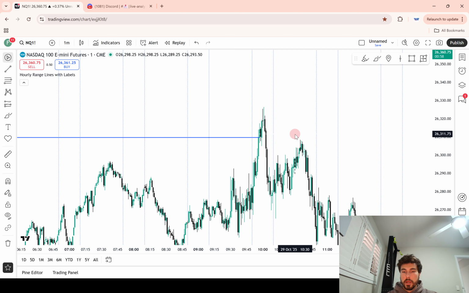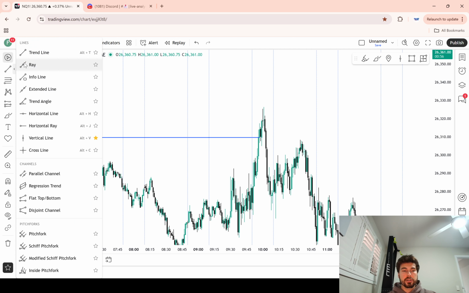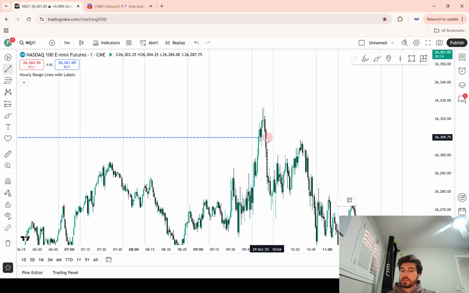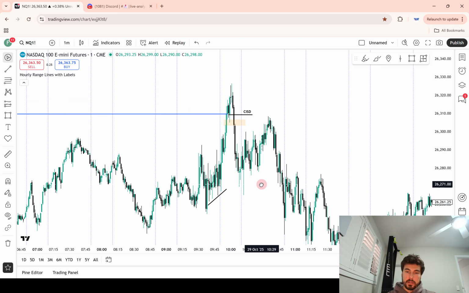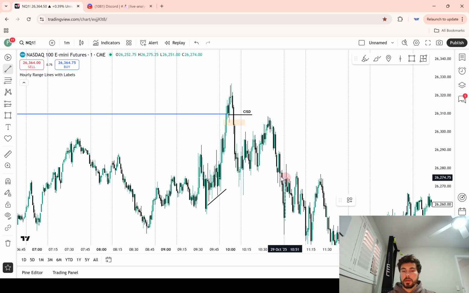So we sweep liquidity. Think back to the lecture I talked about change in the state of delivery and order blocks. We have a change in the state of delivery here. Perfect. Where's our inversion fair value gap? That occurs right there. Perfect. Where's our low resistance liquidity? We talked about this in previous lectures. There. Perfect. Where else is low resistance? Well, here. Perfect.